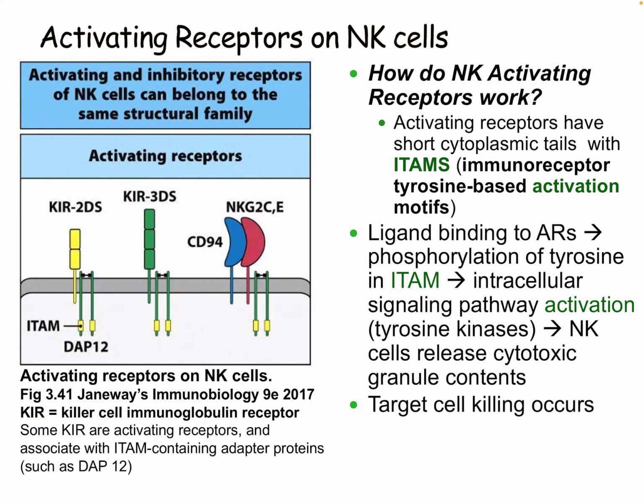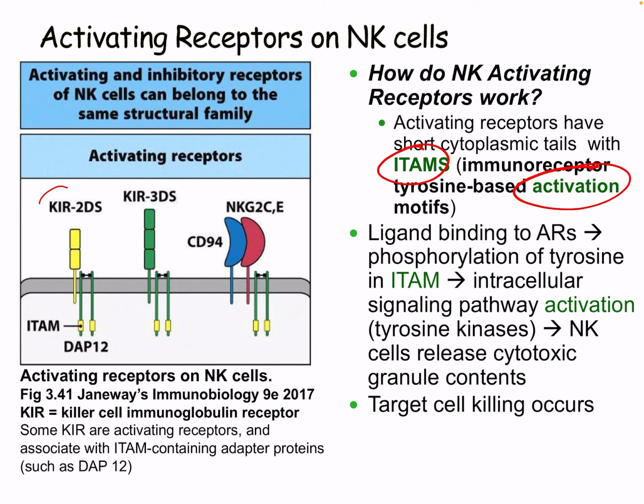So how do these activating receptors work? These activating receptors have short cytoplasmic tails with ITAMs. Again, activation motifs. These ligands binding to the activating receptors causes phosphorylation of tyrosine in the ITAM, causing intracellular signaling pathway activation. The NK cells release their cytotoxic granules and the target cell killing occurs. Again, we got a different set of molecules here. And now we have our ITAM instead of ITIM.